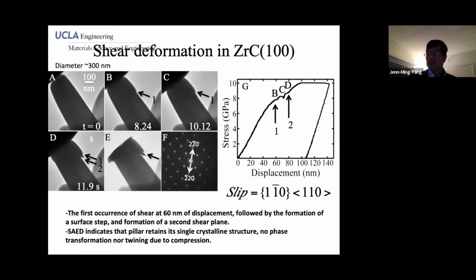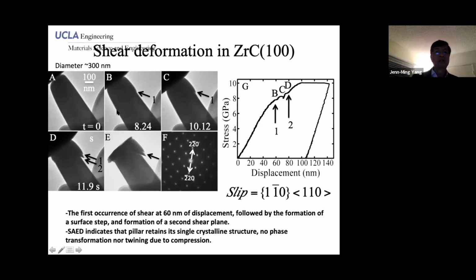So let me briefly show some of the results and also some of the unexpected discoveries that we've had. This is a sequence of pictures that we took during the nanocompression test of zirconium carbide 100 single crystal. As you can see, this is the time series of TEM images. And here is the load versus displacement result that was recorded. So we convert that into a stress versus displacement curve.